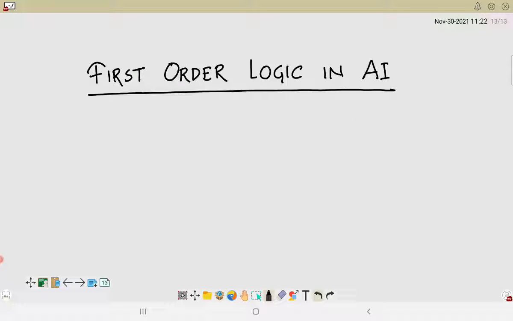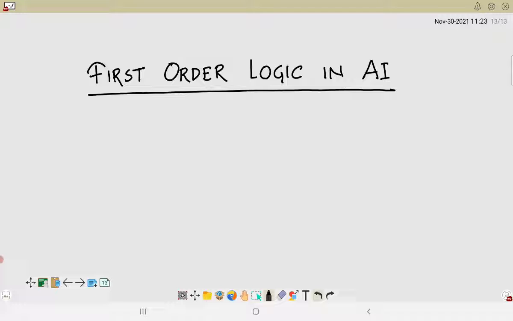In this video, we will be talking about first order logic, which is used in artificial intelligence. Now, talking about logic representation, when we were doing propositional logic, we talked about how we can represent statements using propositional logic. That means how we can convert different facts into statements and then represent them using different symbols.